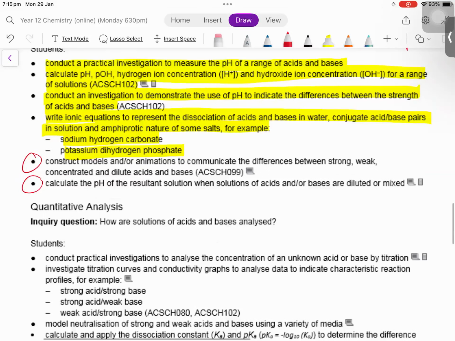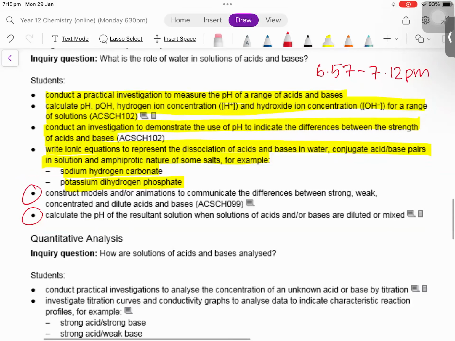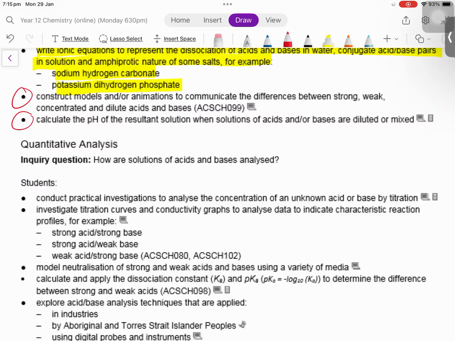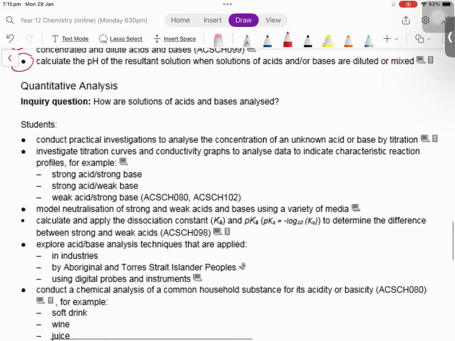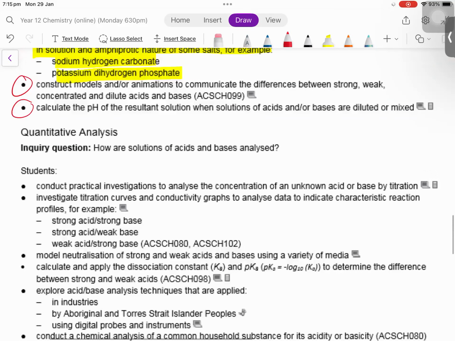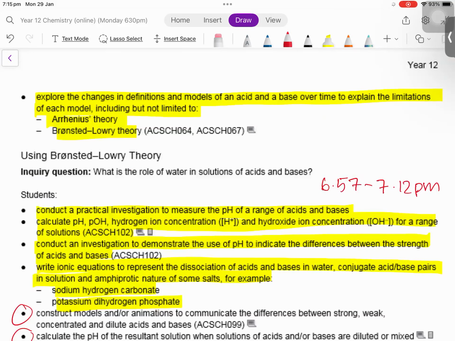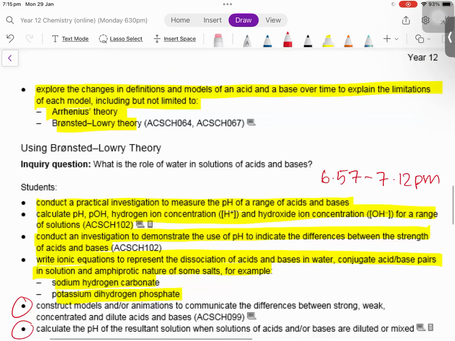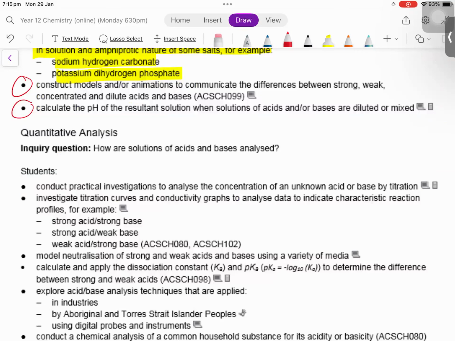We're going to finish off the second inquiry question today very quickly, with models and diagrams about the difference between strong, weak, concentrated, and dilute acids and bases. That won't take us very long. It's just a couple of drawings. What will take a little bit of time is pH when you mix or dilute acids and bases. Last lesson, you were introduced to basic pH calculations, just a standalone acid or a standalone base. Now you're going to deal with what happens when you add a little extra water to dilute it. That one's a little bit simpler.